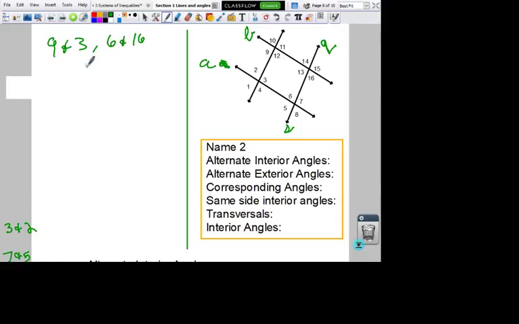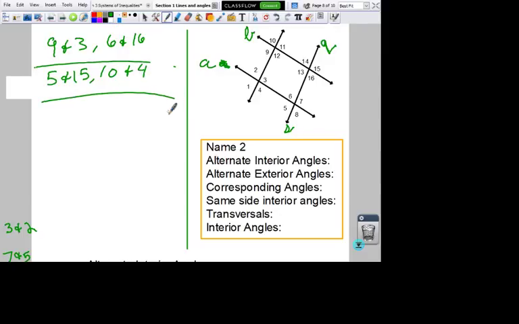All right. Carissa, give me a pair of alternate exterior. 5 and 15 are alternate exterior. Tyler, give me another pair of alternate exterior. Yep. 10 and 4. 10 and 4. All right, 10 and 4.